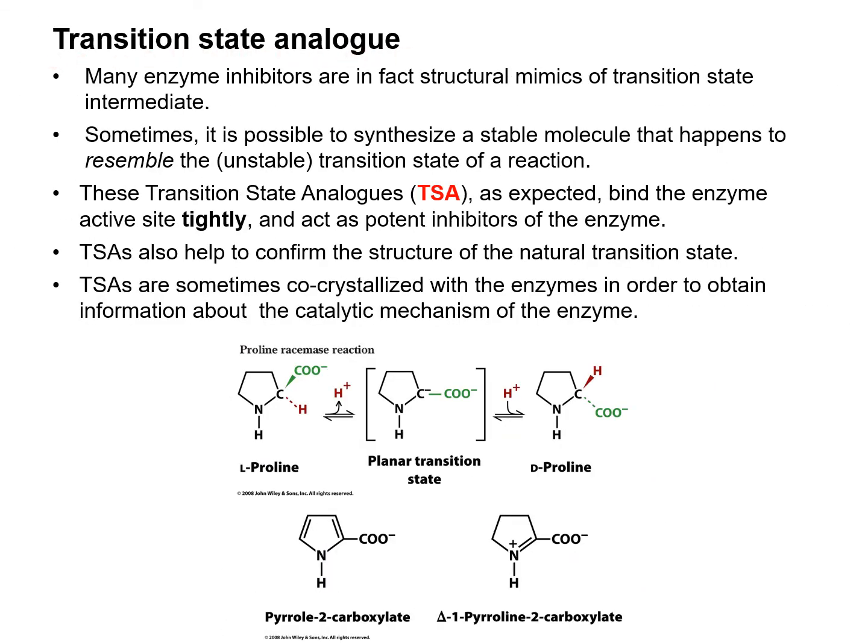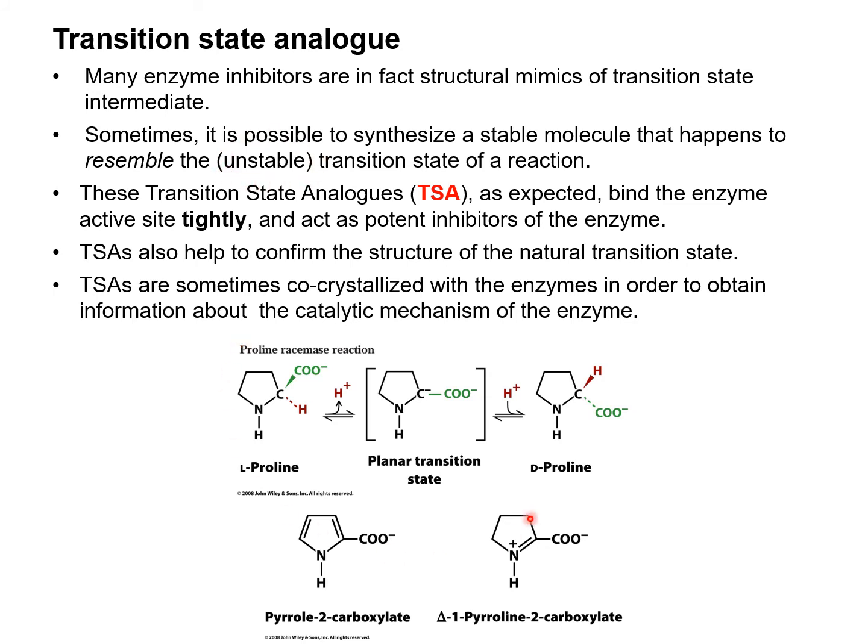Transition state analogs are really critical molecules that resemble the structure of the actual substrate of an enzyme that you want to study or that you want to control. And this is critical for studying the enzyme's activity as well as mechanisms. And many enzyme inhibitors are in fact structural mimics of a transition state intermediate. And sometimes it is possible to synthesize a stable molecule, and you can also find it in nature too, a stable molecule that happens to resemble the transition state of the reaction, which is typically unstable.